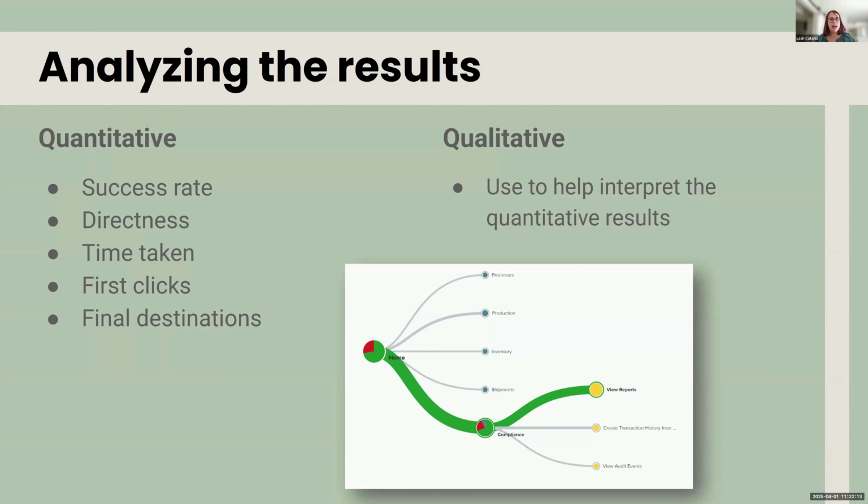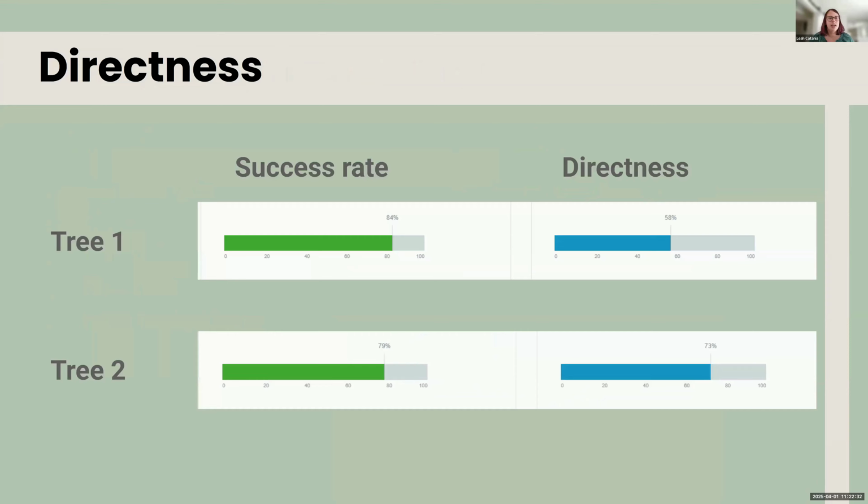And then, as I mentioned before, any qualitative results you gathered are going to help you interpret the quantitative results. And this is just a screenshot here of an example path from Optimal, where it showed we had a really clear success rate. Nobody chose the wrong answer. They went to a couple of incorrect places and then kind of came back and found the correct answer. This is just a really clear example of one of my favorite metrics, directness.